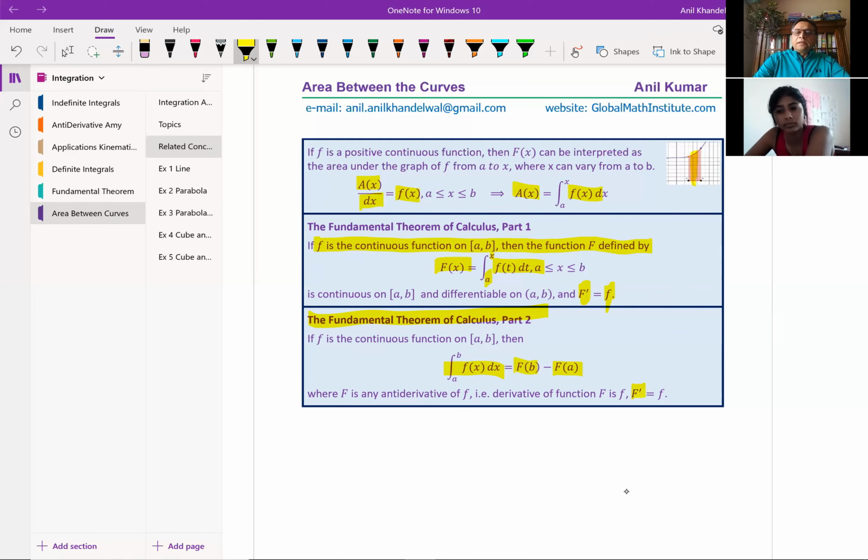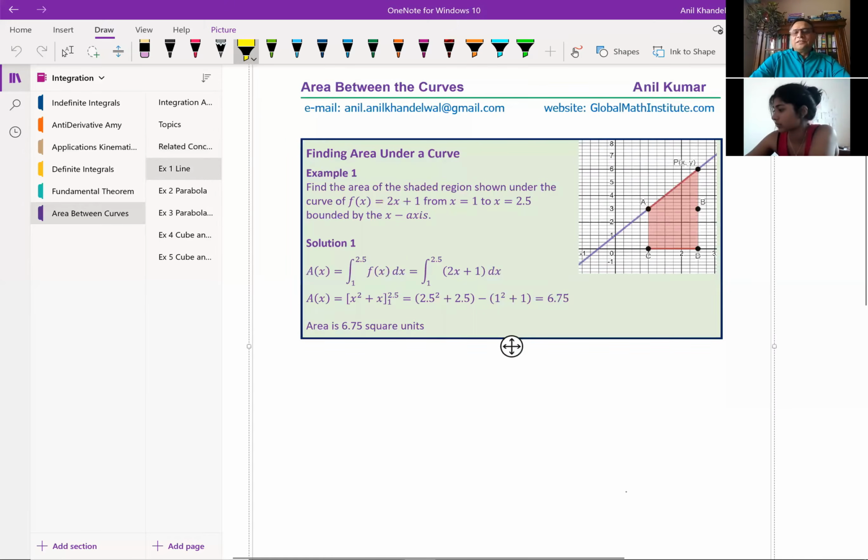In this particular case, what is F? F is the antiderivative of the function. We'll now use this concept to solve some questions. I'm taking a very simple example as usual, because the basic idea is to understand the concept. We'll begin with lines, such a friendly example. Example one: we did take a similar example earlier also. You can compare the approach now.